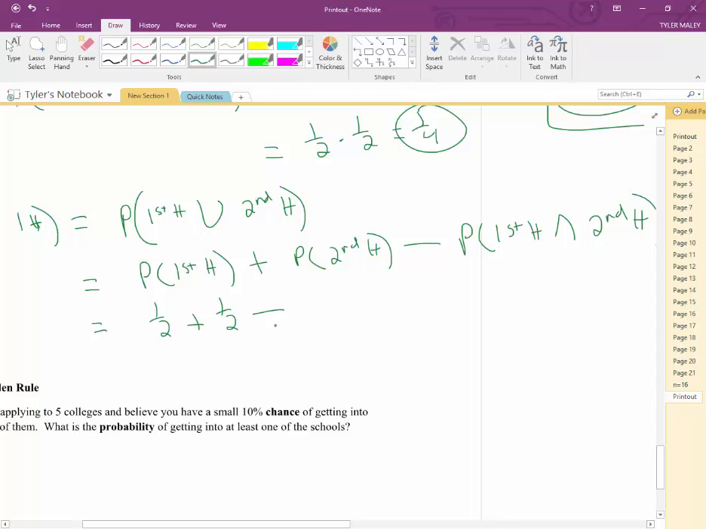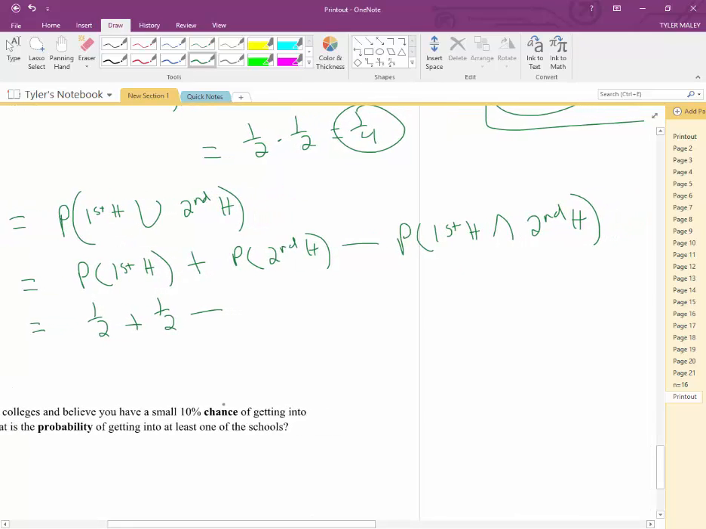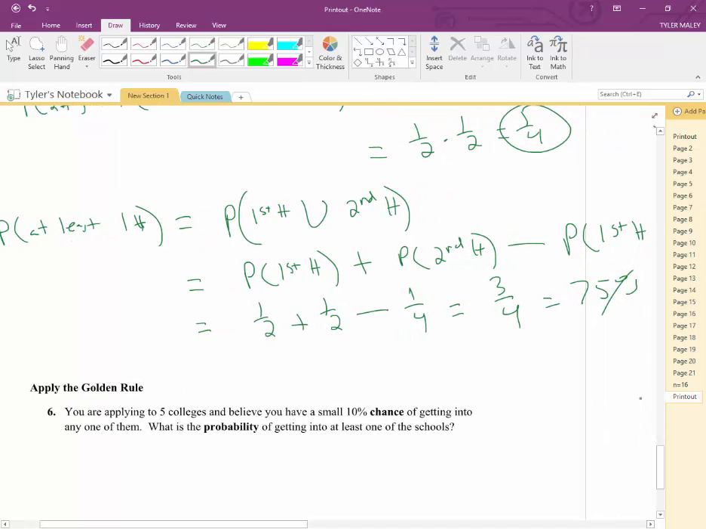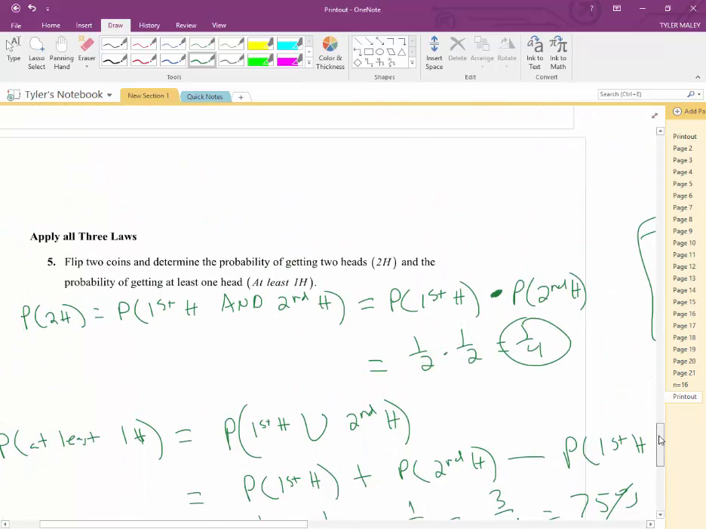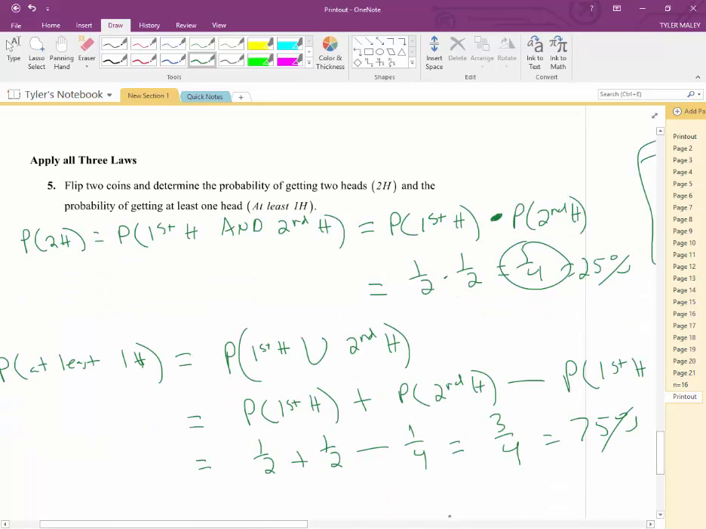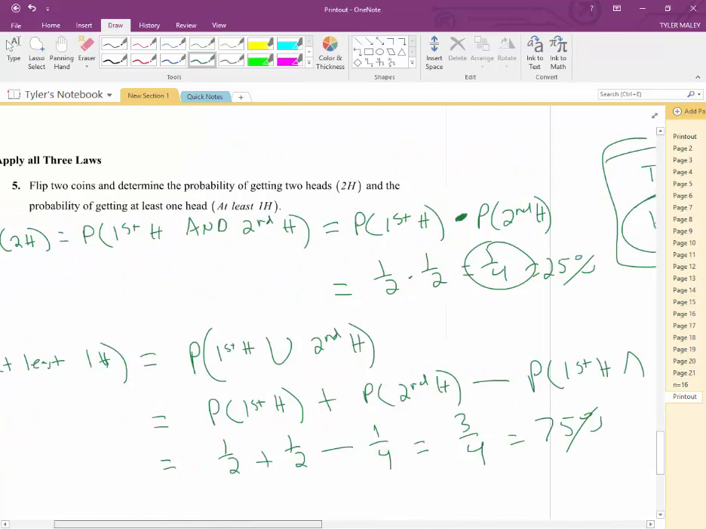So now I need to take away the scenario where I have the first and the second being heads. We calculated that above and got that to be 1/4. So this would be equal to 3/4 when we subtract, or 75%. So we have a 75% probability of getting at least 1 head, where we have a 25% probability of getting 2 heads. And again, this makes sense following the classical definition. We can look at the sample space.